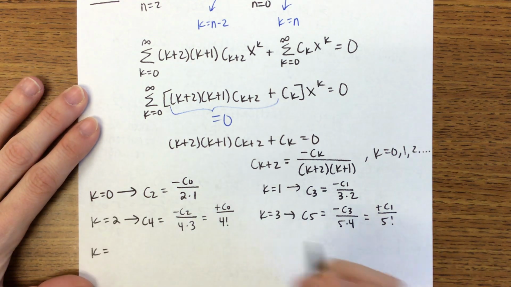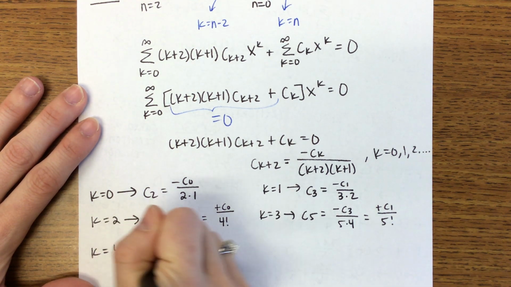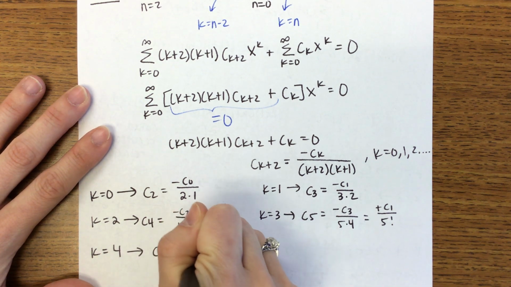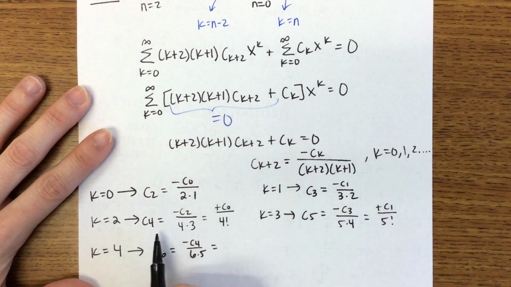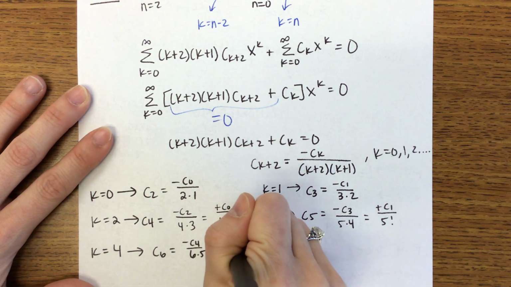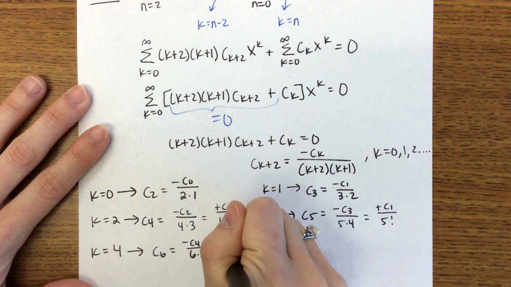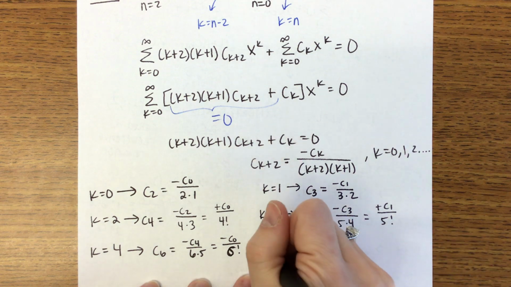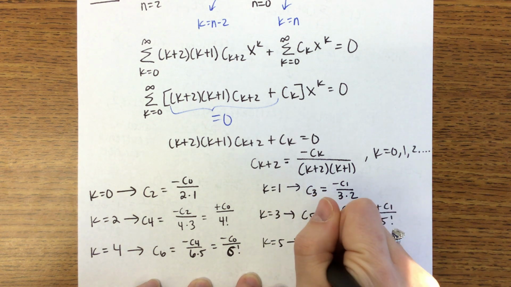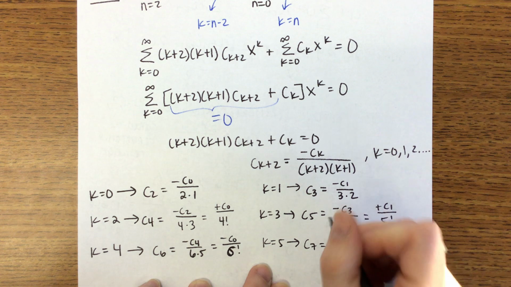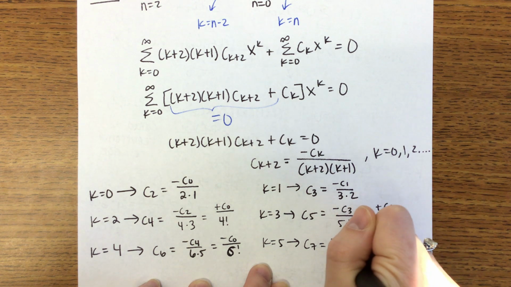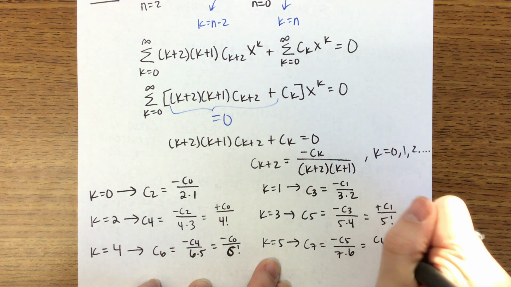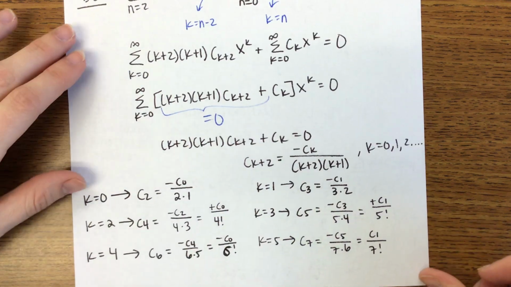We're going to do 2 more. If we plug in k equals 4, we get c6 is equal to negative c4 over 6 times 5. c4 is above, though, so that becomes negative c0 over 5 factorial. Sorry, not 5 factorial, 6 factorial. And the last one we're going to plug in is k equals 5. We get c7 is equal to negative c5 over 7 times 6. That c5 is above, though, so we get c1 over 7 factorial.